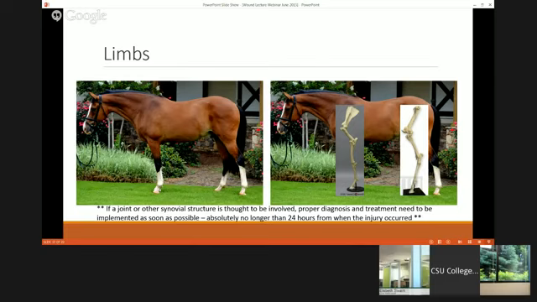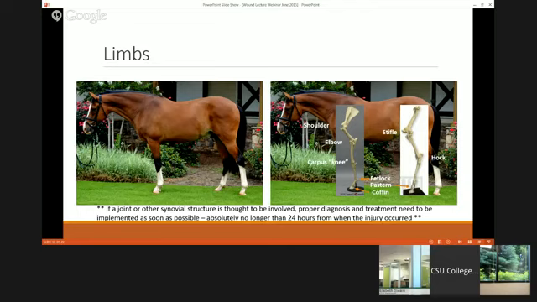Wounds that go into joints or bursas or tendon sheaths can wind up leading to compromise of those structures and eventual, potentially lifelong lameness. And so we want to see these as soon as possible and treat them as soon as possible. Some of the names of the joints we have on the front leg: the shoulder, then the elbow, and the carpus, which we often call the knee, in the upper part of the leg. And then in the hind leg, we have the stifle and the hock.